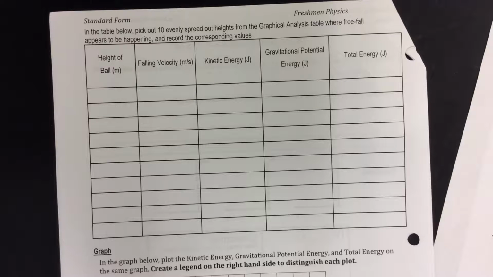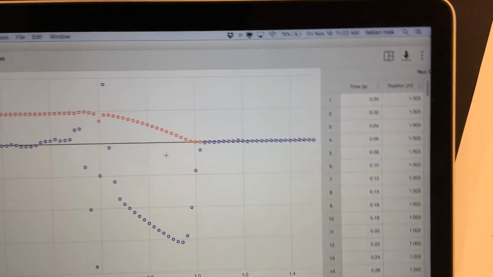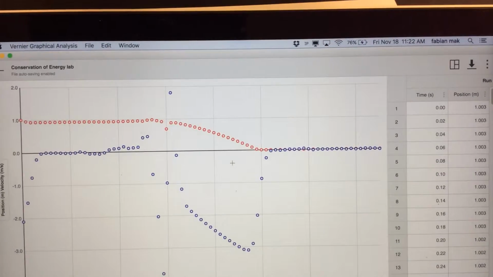All right. So as far as the numbers go, some students were confused about how to pick out the data, so I just want to review this one more time. Let me show you. This is the graph that I had and the data that I had.